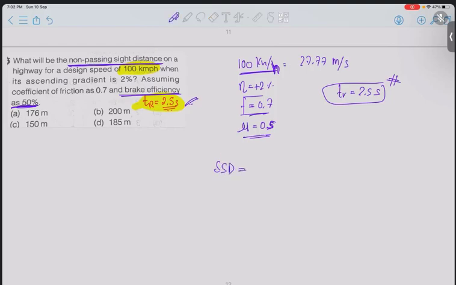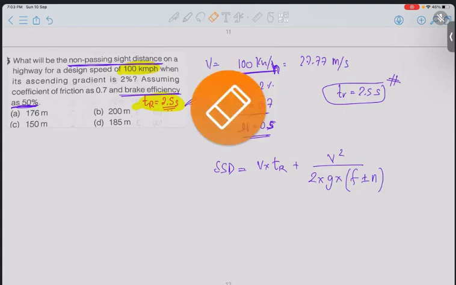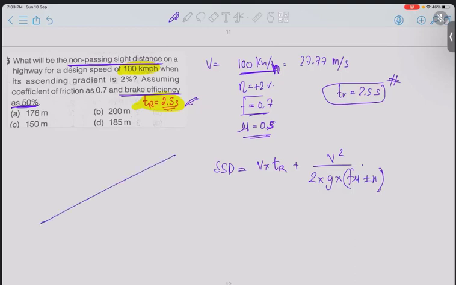Let's calculate that. So that is nothing but V into your reaction time plus V square by 2g into a slightly changed formula. Previously, when we wrote f plus minus n, we assumed that our braking mechanism is 100% efficient. But if it is not 100% efficient, we have to multiply this with the braking efficiency. So f into mu plus minus n. And since we are on an ascending gradient, our braking distance, or our stopping sight distance, is going to be reduced. So the denominator is going to be plus n.